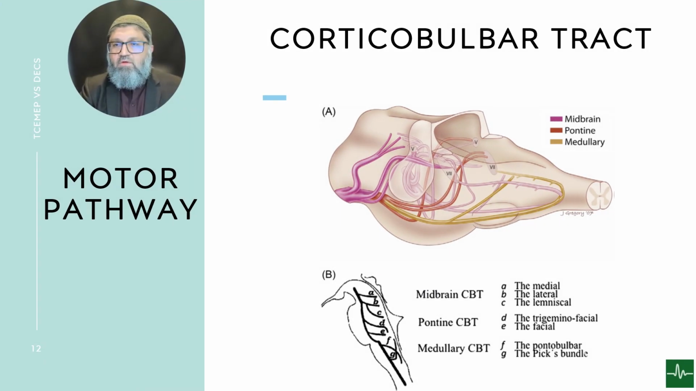If you look at the corticobulbar tract, this is a three-dimensional drawing of it, which shows three main branches of the corticobulbar tract. Pink is the midbrain, red is the pontine level, and yellow is medullary. So they leave at different levels.